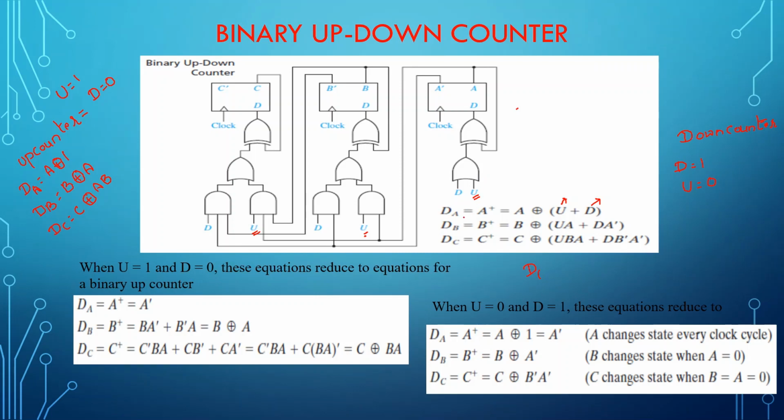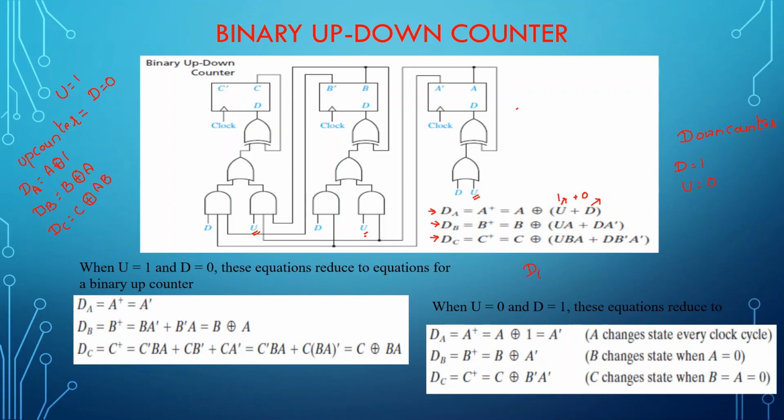So let's take this circuit and these equations as the base equations. Let me say I want it to perform as an up counter. When it is performing as an up counter, you make your U equal to 1 and you make your D equal to 0. So when you make U equal to 1, it will in turn become A XORed with 1. A XORed with 1 will be A bar. So DA will be A bar.